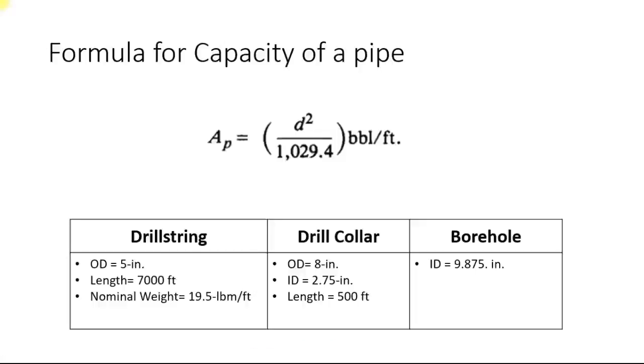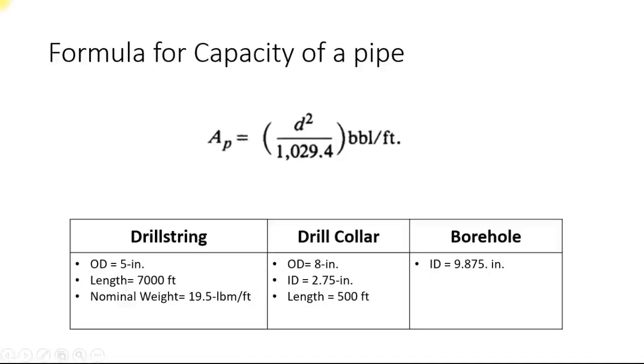So let's start here. To calculate the volume of any pipe, we need its capacity, and here is a simple formula for the capacity. You can see here a diameter. This diameter is the inside diameter. So in order to calculate the capacity of any tubular, we need to put the value in inches. It must be the ID, inside diameter, and the result we get is in barrels per feet.